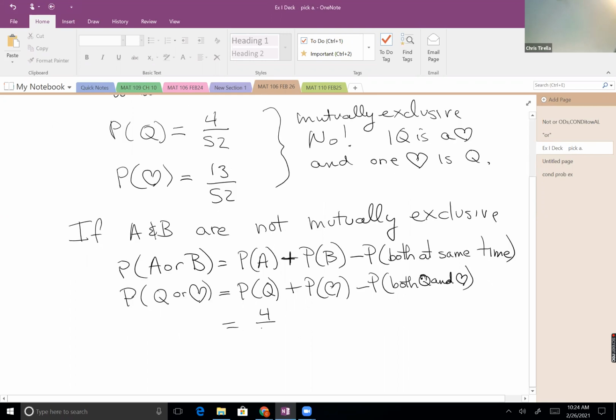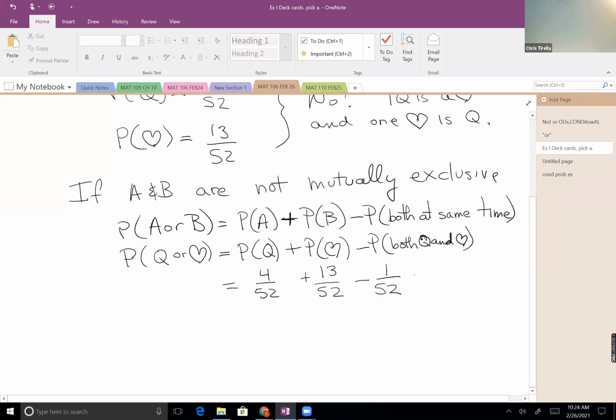So the queens are 4 out of 52. The hearts are 13 out of 52. But that one card is getting counted twice. So we have to subtract the probability of getting that one card, 1 out of 52. And this is real similar to what we did in sets. Let's finish the problem and then I'll show you what it mimics. 4 plus 13 is 17 minus 1 is 16 out of 52 would be my answer.